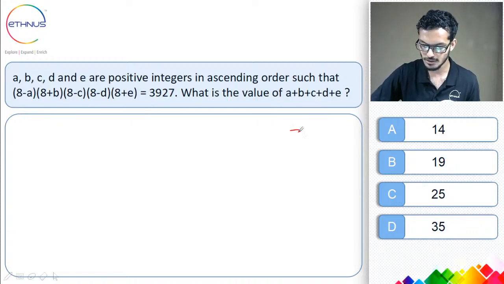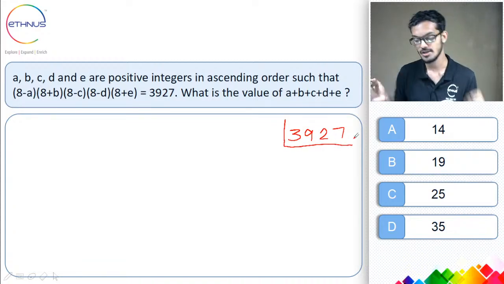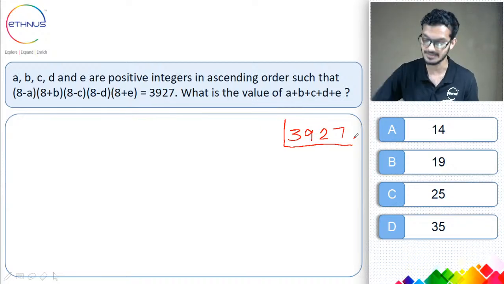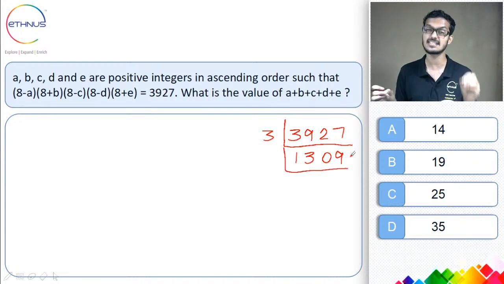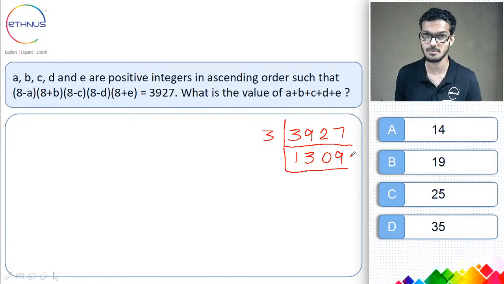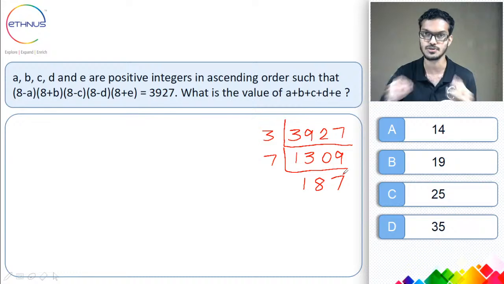If I want to expand 3927, I'll start dividing it by prime numbers. Definitely it's not divisible by 2, but it's divisible by 3, because the digit sum is divisible by 3. So I'm going to divide it by 3. 3 ones are 3, 3 0 9. Now the sum of digits 1309 is 13, so it's not divisible by 3, 4, 5, or 6. So let's go for 7. 7 ones are 7, 6 remainder, 60, 7 eights are 56, 4 remainder, 7 sevens are 49, so 187.